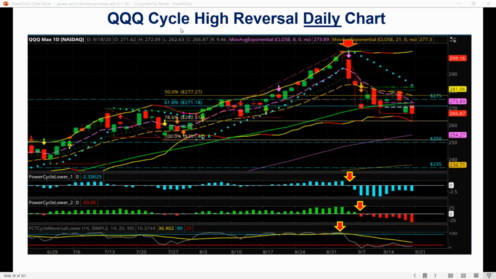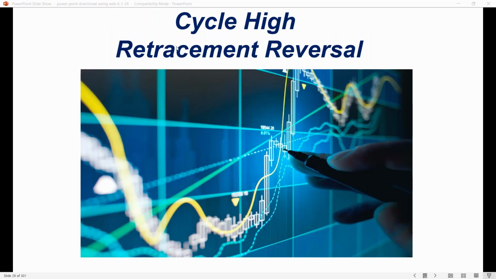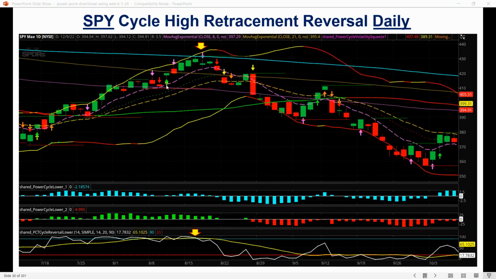Here's another one, cycle high reversal on the daily QQQ right there. Momentum shifts down, down she goes. Now here's a cycle high retracement reversal. Here's when it retraces into key maybe overhead resistance based on key moving averages, or that's what I typically look for.